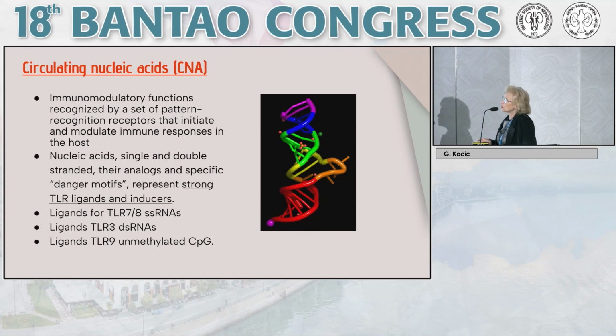Now we will focus on circulating nucleic acids, because we saw that they are equally active by binding to the toll-like receptors and RAGE receptors. The binding to toll-like receptors is strictly specific: toll-like receptors 7 and 8 can bind single-stranded forms, TLR3 double-stranded, and TLR9 can recognize the ligand unmethylated CpG, which is part of DNA.